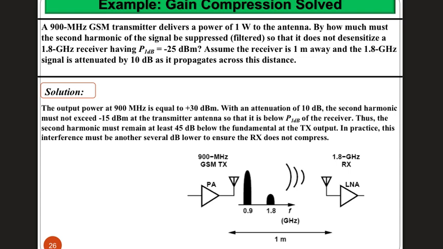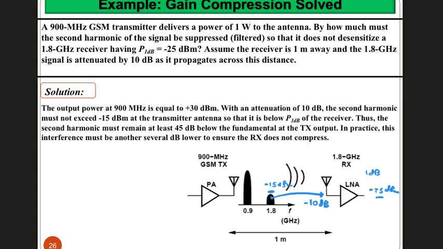The problem says that the 1 dB compression here is equal to minus 25 dBm. Then it says this signal at 1.8, when it's traveling this distance, is going to lose 10 dB. So this signal should not exceed how much, such that it does not exceed minus 25 here? It cannot be more than minus 15 dBm. This is where we got the minus 15.